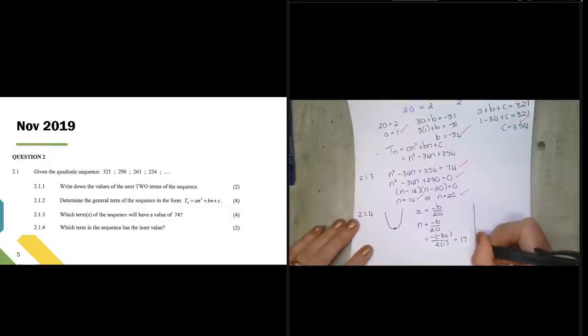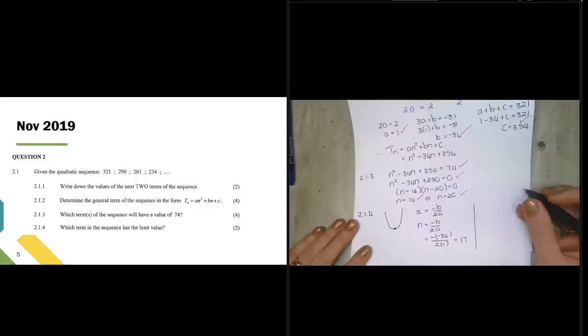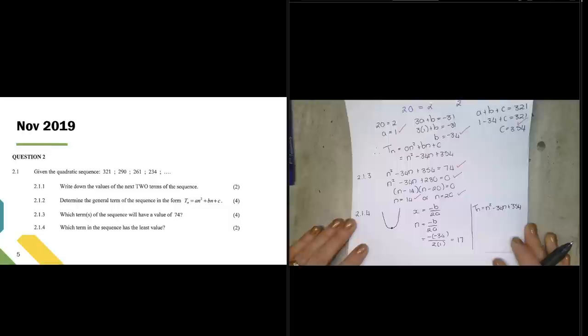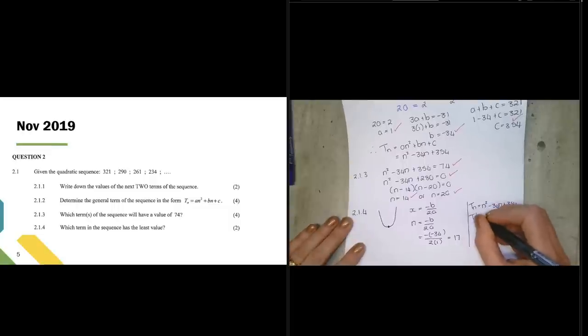There was a different method to do this. You could have used, remember we've done calculus, and we now know from calculus that turning points, we can calculate them. It's where the first derivative is equal to 0. So you could have said, I know the formula, Tn is n squared minus 34n plus 354. To get a turning point, I know that's where the first derivative is equal to 0. So what would my first derivative be? 2n minus 34 would be equal to 0, which means 2n is equal to 34, and n is equal to 17. Two ways to get the same answer.